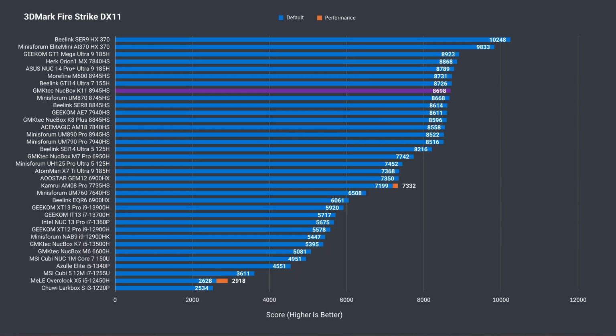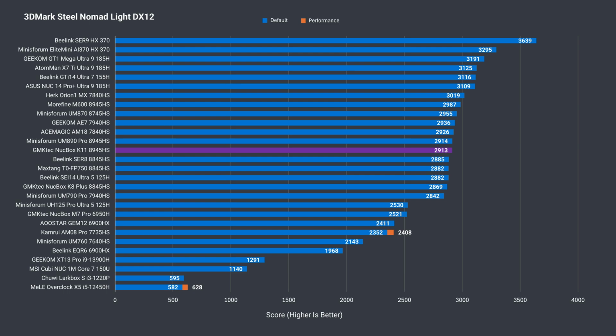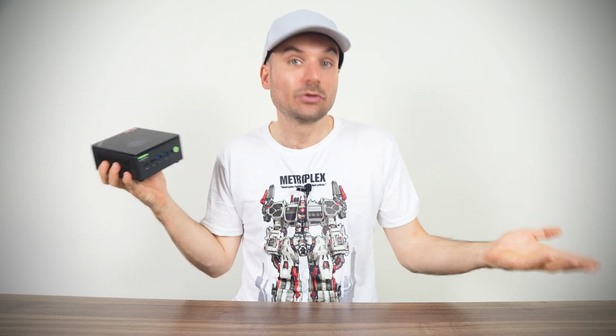And nothing out of the ordinary here. It's scoring around what the other minis with the Radeon 780M iGPU are doing. Same with DX12 Time Spy and Steel Nomad. So everything's fine on the integrated graphics front. With an OCulink and USB 4 port, this mini is ready for those wanting to be able to game or use it as a workstation with an external GPU.